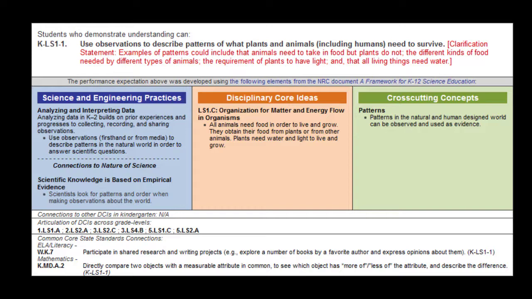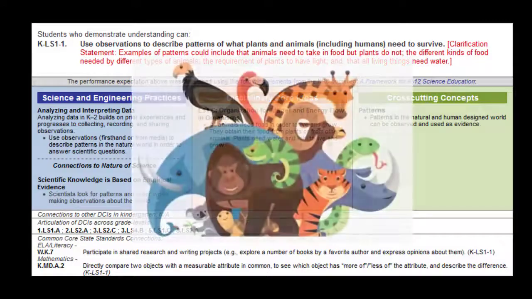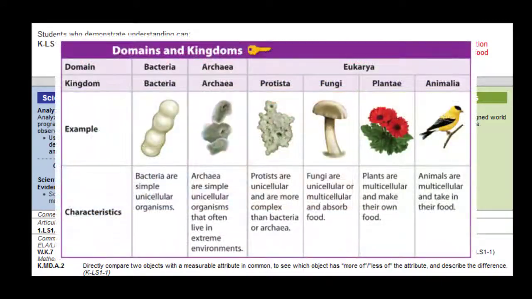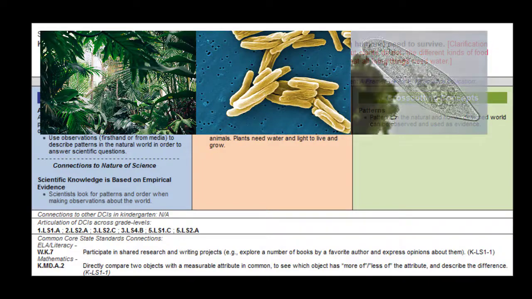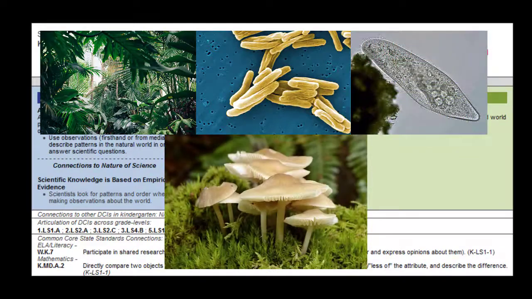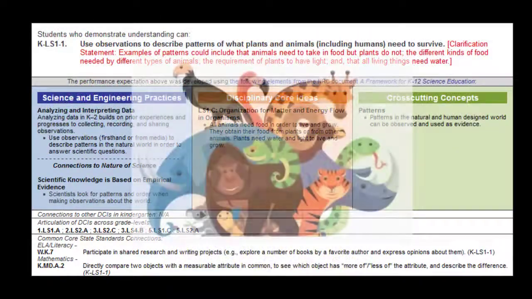K-LS1-1 deals with what plants and animals need to survive. One thing in this PE I would like to point out is that it states, quote, "animals including humans," unquote. And I think this is an important distinction. We, humans, are animals. Some may argue that distinction. However, if we look at the scientific classification of all living things, we aren't plants, nor are we bacteria, or single-celled organisms, or fungi. That only leaves one thing, animals.